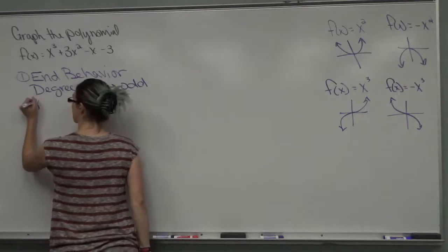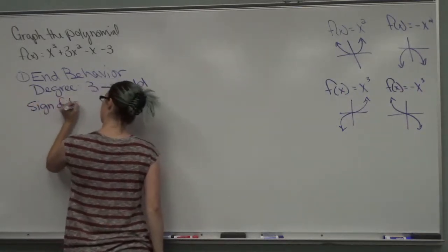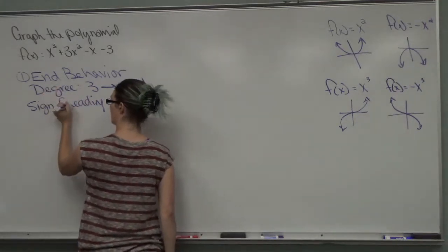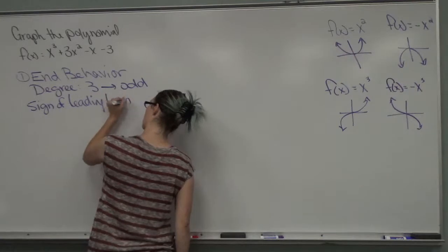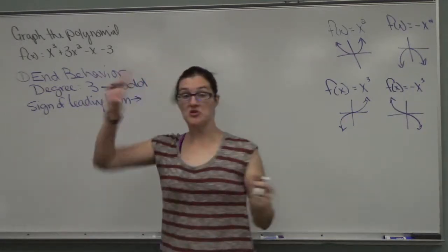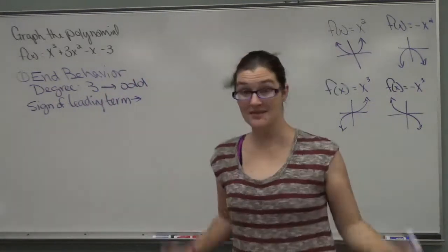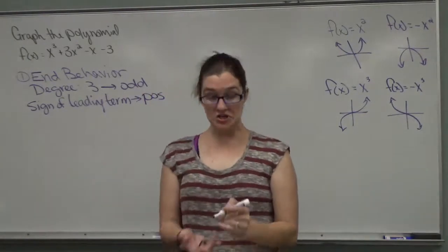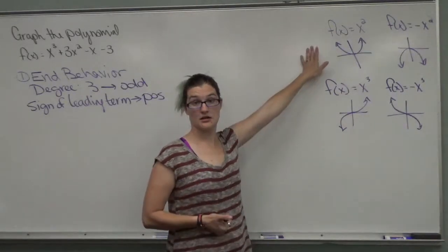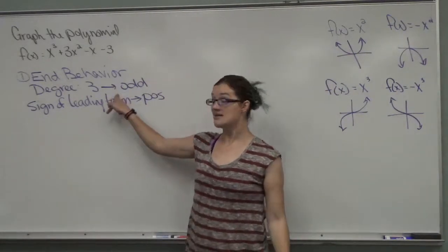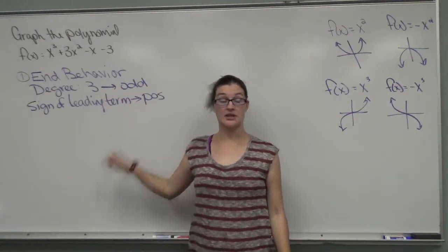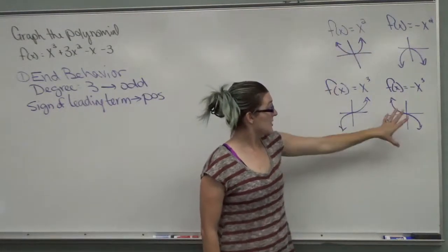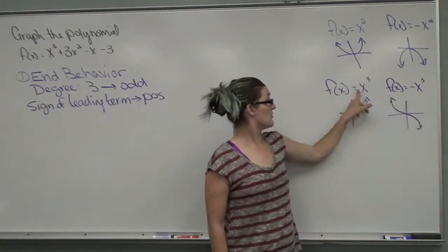Then I want to know the sign of the leading term. That's an L, I don't know why I crossed my L. So whatever term your degree came from, is it positive, is it negative? Here it's positive. So what we're going to do is you have these 4 graphs memorized. You're looking for the one that has an odd degree and a positive leading term. The top 2 are both x squared, so they're even degrees. The bottom 2, there's your odd degree and your positive sign.